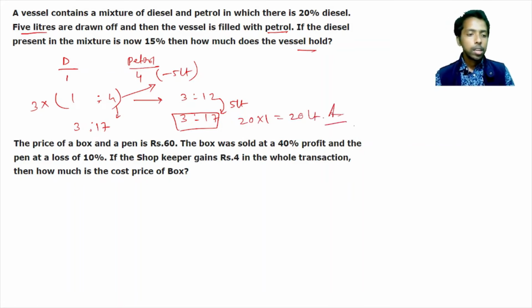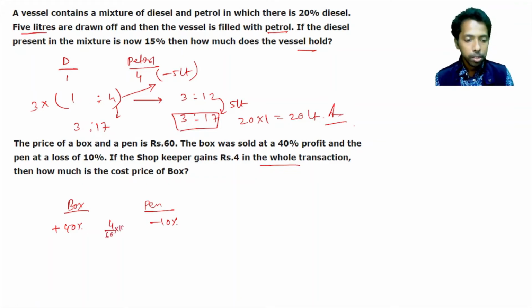Clear? The price of a box and a pen is 60 rupees. This is box, this is pen. The box is sold at 40% profit, and the pen at 10% loss. The shopkeeper gains 4% in the whole transaction. That means 60 multiplied by 100 gives 600 for 15. You can simply cancel the percentage out because we are dealing with ratios only, right?